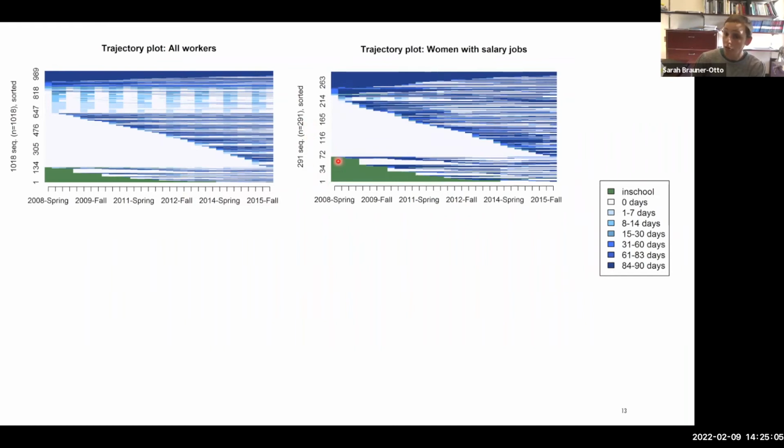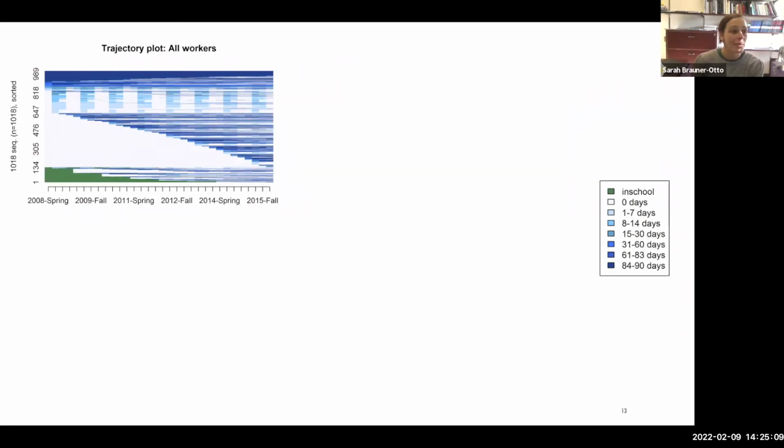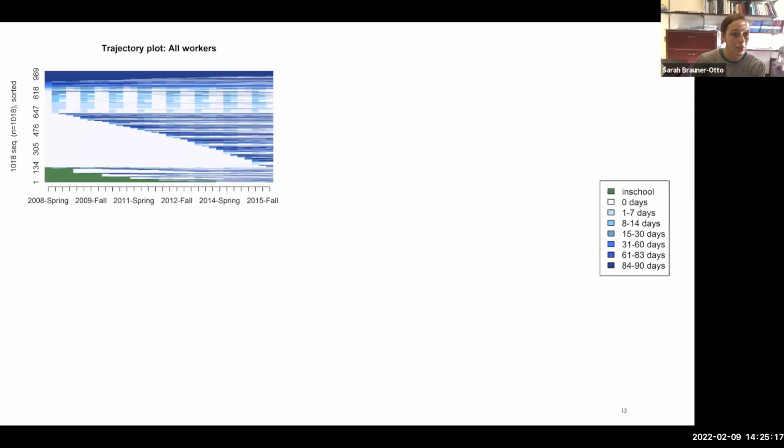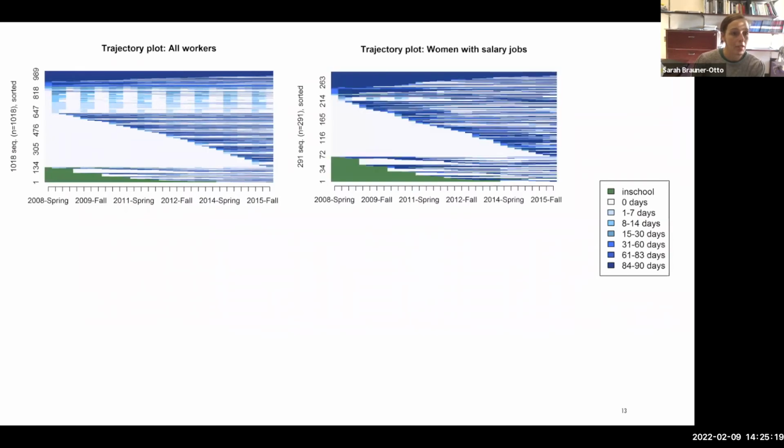And I'm just realizing I don't think I told you the sample size. But you can go back to this slide and you can see that the sample is 2,046 women. Apologies, those were the mothers that were interviewed.